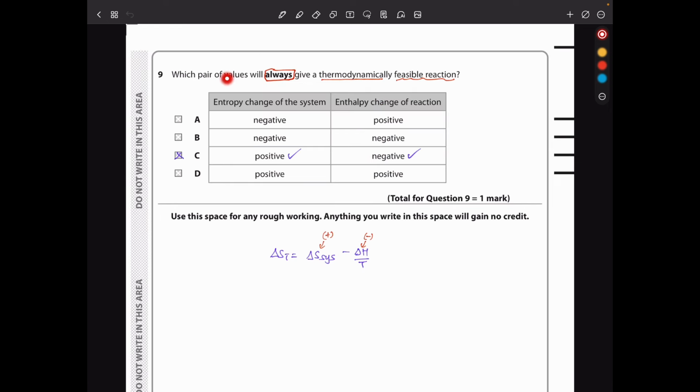In question 9, which pair of values will always give a thermodynamically feasible reaction? They said always. Remember, the S total equals the S system minus delta H over T. So to ensure it's always positive, then this is going to be negative. Delta H should be negative and this should be positive. So the answer is going to be C.